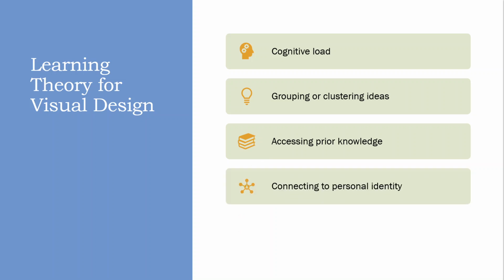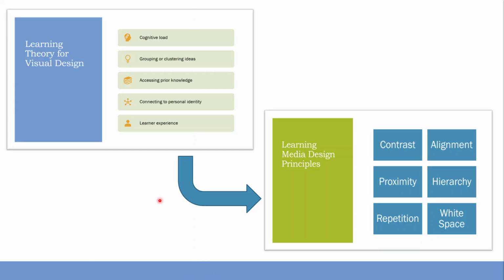Connecting to personal identity. Whenever we can connect what we're learning to the learner's identity, they will be more engaged and remember better. So if we can use images that connect to the identity of the students, colors, the language, that will also increase learning. And finally, just having a more positive learner experience, again, is going to increase the learning effectiveness. Okay, so those are some ideas from learning theory.